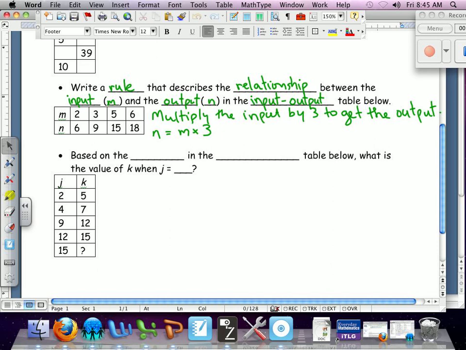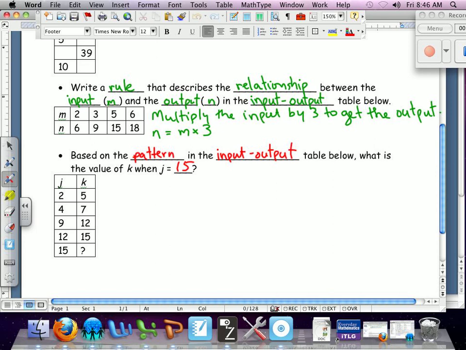And the third task that I've seen quite often is based on the pattern. Sometimes they call it relationship, sometimes a rule, sometimes a pattern, sometimes a function. So based on the pattern in the input-output table, what is the value of K? Oh, and J equals 15 because it's filling in the blanks, and I didn't want you coming up with the answer already. Mine's already filled in because mine's not the fill-in-the-blank version. All right, so when J's 15, what's the value of K?